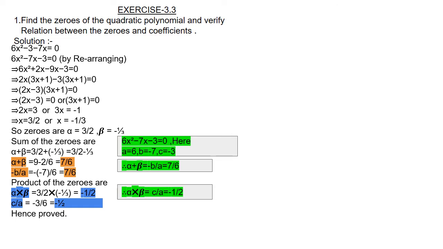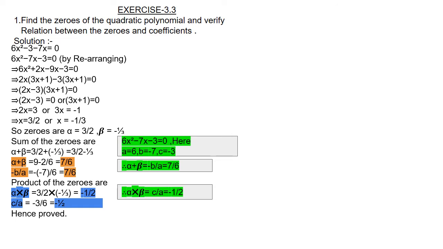From this, when we transpose minus 3 to the right side, we will get 2x is equal to 3. From the second term, when we transpose plus 1 to the right side, we will get 3x is equal to minus 1. From 2x is equal to 3, x is equal to 3 by 2. Here 3x is equal to minus 1, x is equal to minus 1 by 3. So the zeros are alpha is equal to 3 by 2 and beta is equal to minus 1 by 3.